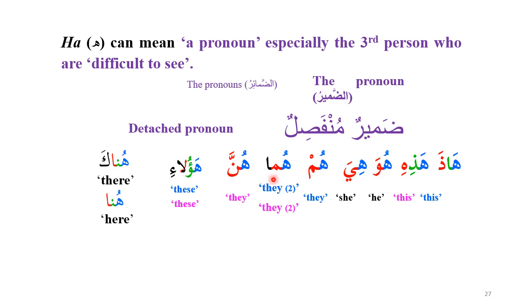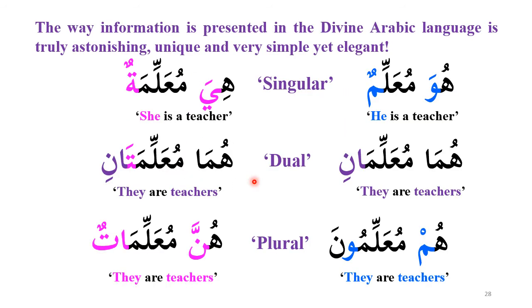And each of these can be explained. You see, hum means they, but it's masculine because ha is the pronoun, and meem means the men. And then hunna, noon is feminine. We already know this, right? So like this, you can easily figure out the meaning if you just spend a little bit of time.